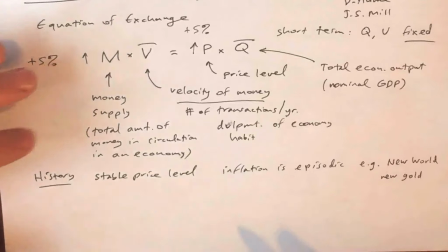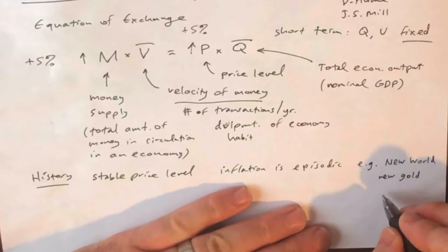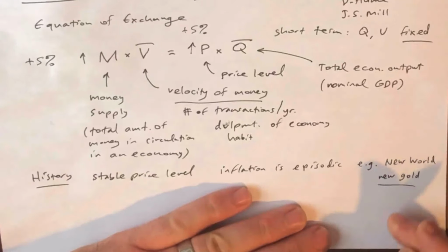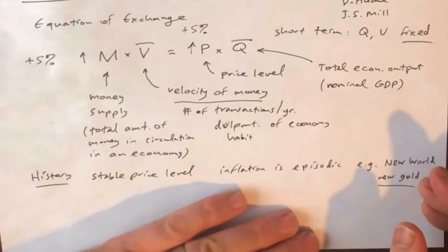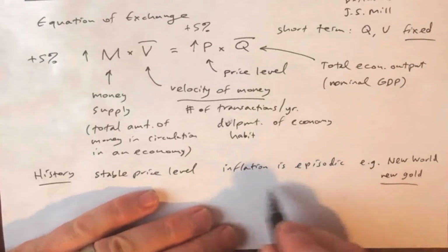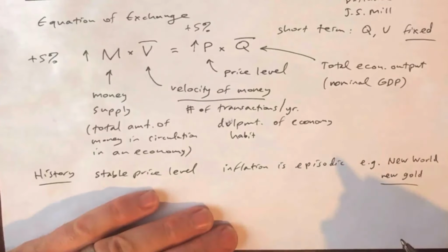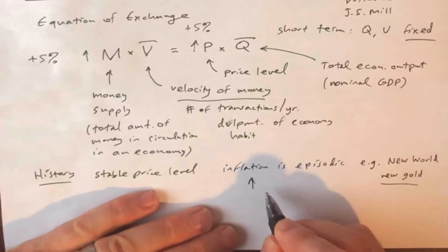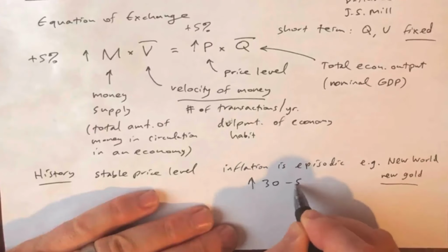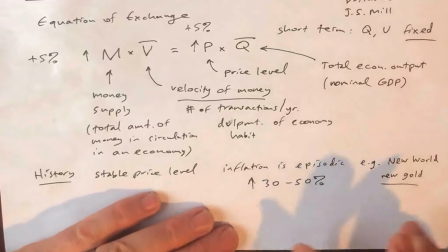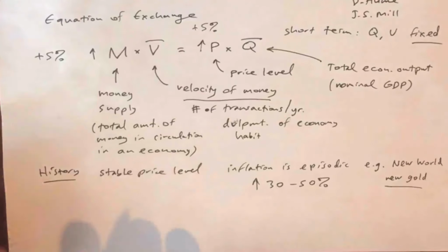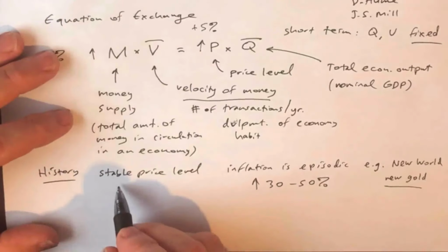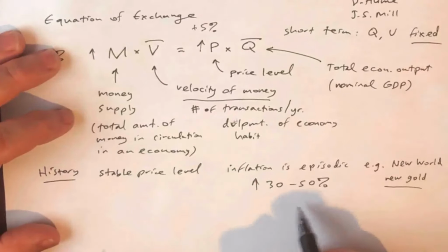The world is on the gold standard. There was a massive increase in the amount of new gold hitting the market. Okay, so that caused an episode of inflation during that period. All right, and according to Adam Smith, the amount of inflation during that period was somewhere on the order of 30 to 50%. Okay, so we have a very stable price level aside from certain of these episodes.